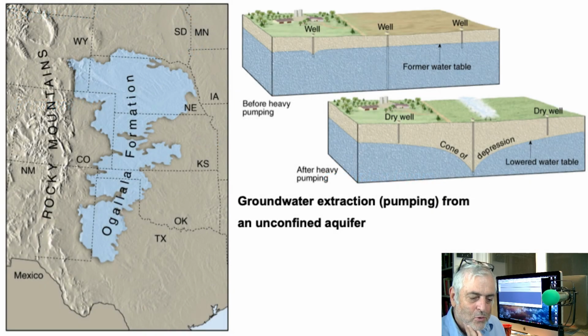So I'm going to give you one more example of a freshwater aquifer that's currently at risk. There's actually a book written about this. It's called Ogallala Blue. And so the Ogallala Formation crops out in a few places in West Texas.